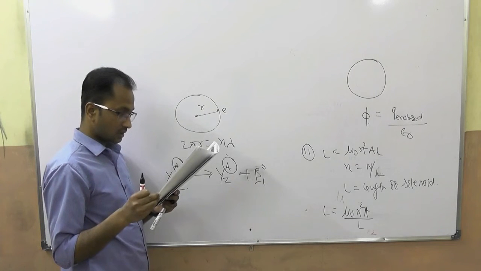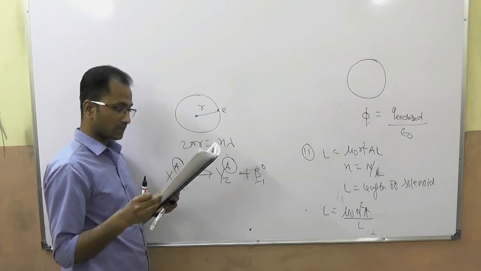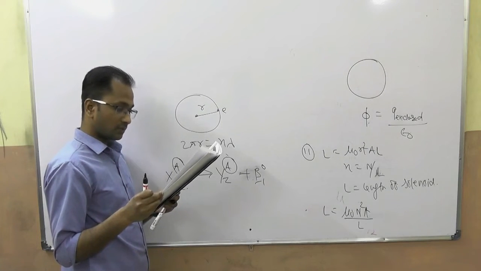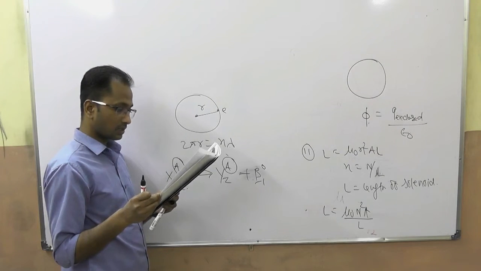Now question 30. A ray of light on passing through an equilateral prism suffers a minimum deviation equal to the angle of the prism. The value of the refractive index of the material of the prism.